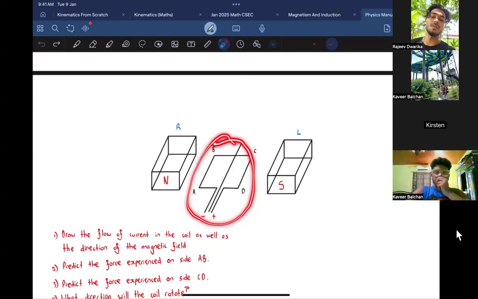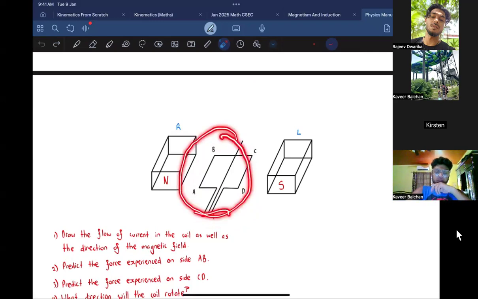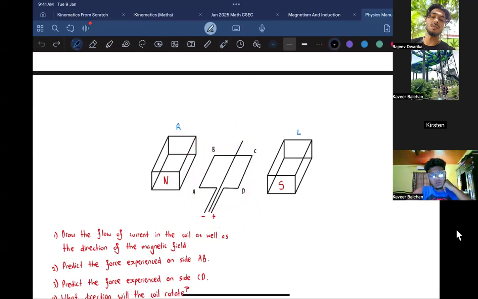Justin, if I turn off the power supply, will this coil have a magnetic field around it? No, because there's no current passing through. You need current passing through to generate a magnetic field. Kirsten, you understand that, right? Yes. Okay, do you remember me showing you the left hand rule, Fleming's left hand rule?